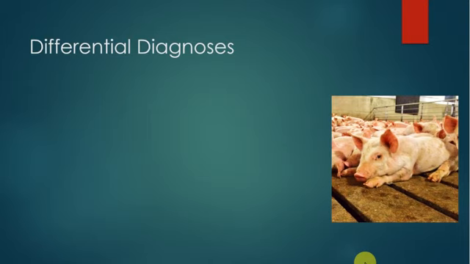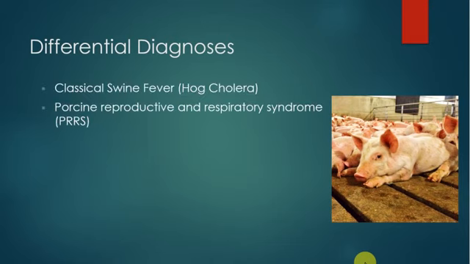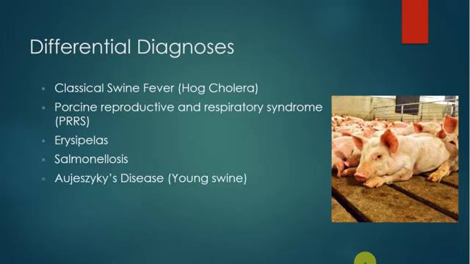Some differential diagnoses for the virus include classical swine fever, hog cholera, porcine reproductive and respiratory syndrome, erysipelas, salmonellosis, Aujeszky's disease, so that occurs in young swine, pasteurellosis, and other septicemic conditions.